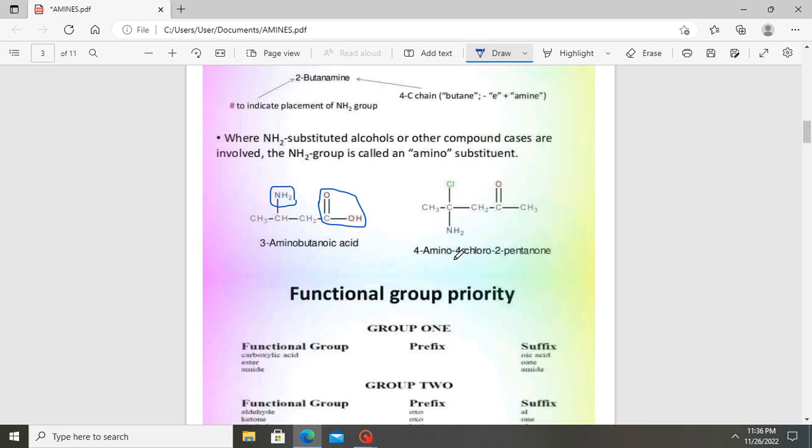Let's take this one too. We can have 4-amino-4-chloropentan-2-one. This one is a pentanone, which is a ketone, regarded to have higher priority than the amino group. So here it is named 4-chloro because we have chlorine here. Start numbering from 1, 2, 3, 4, and 5. So it becomes 4-amino-4-chloropentan-2-one. Here it is amino first because A comes before C. The names are done in alphabetical order.